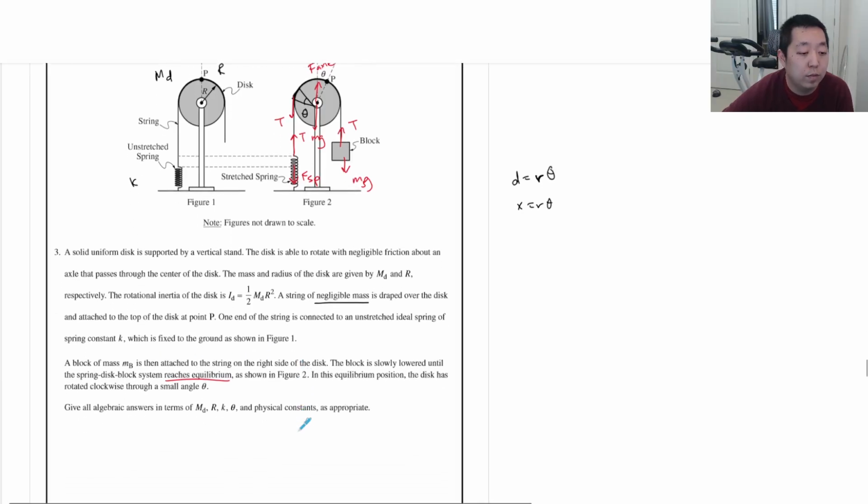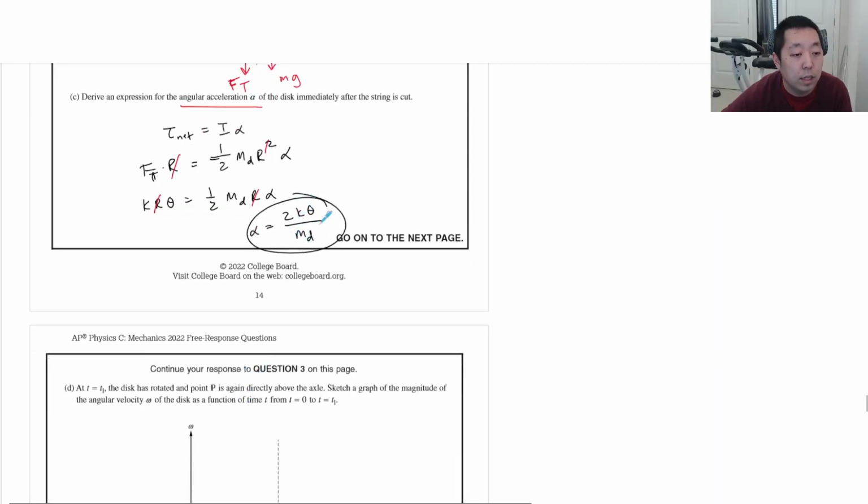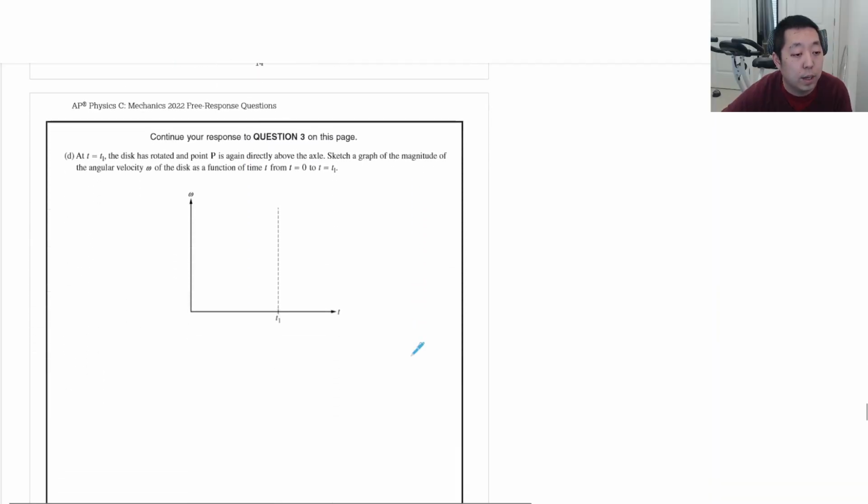But what variables am I allowed to use? MD, RK, theta. Yeah, I have the right variables. Okay. At t equals t1, the disk is rotated and point P is again directly above the axle. Sketch a graph of the magnitude of the angular velocity of the disk as a function of time from t equals 0 to t1. So I was going to think about this.